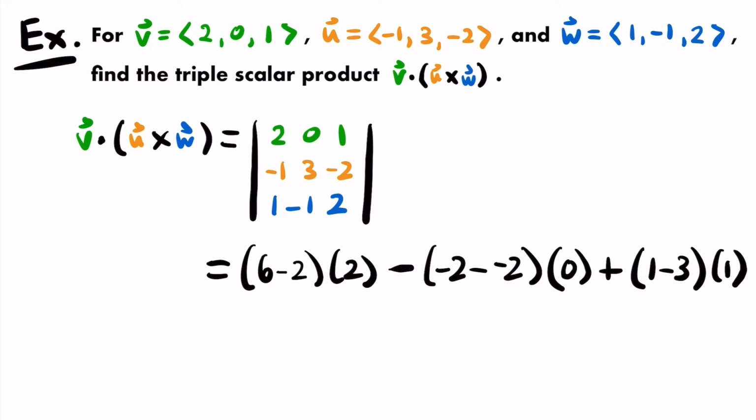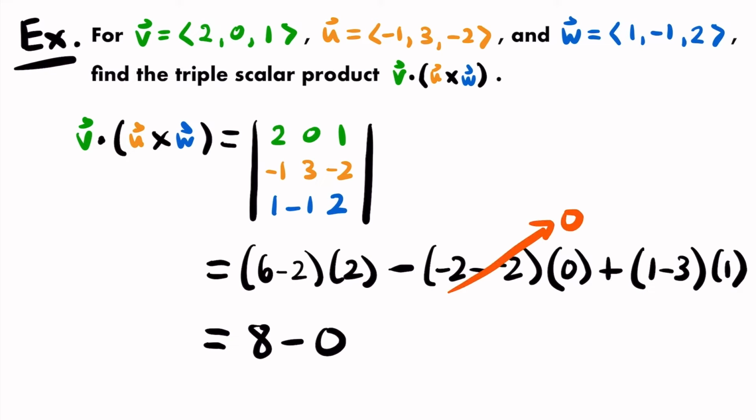Okay, but now if we simplify what we have here, 6 minus 2 is 4 times 2 is 8, so this is equal to 8 minus 0, right? We already said that this whole term will be 0 because we're multiplying by 0 and anything times 0 is 0. So I'll just make a note of that.